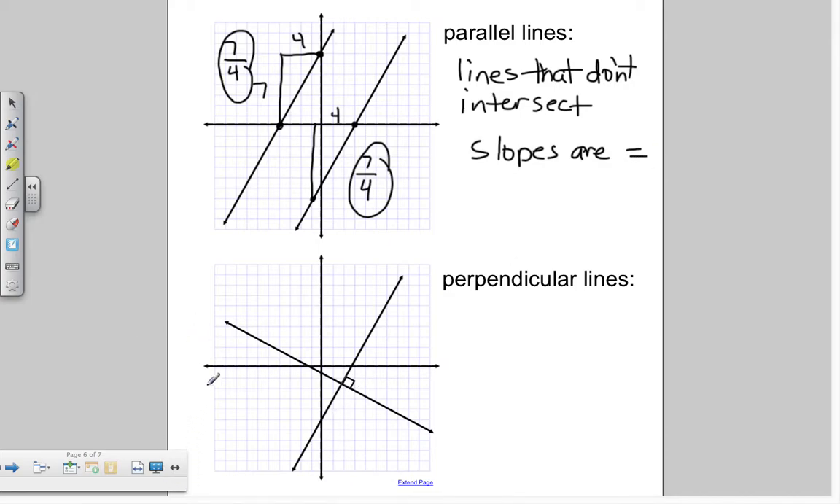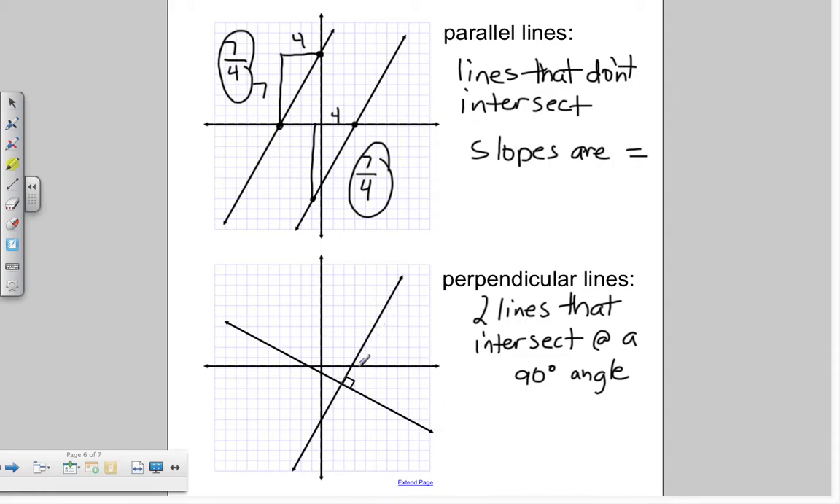Okay, and for my final one, I'm looking at 2 perpendicular lines. Do you remember what perpendicular lines are? They're 2 lines that intersect at a point and create a right angle, and that's what that box represents. 2 lines that intersect at a 90-degree or right angle. What's the deal with their slope? This one's a little bit different. Notice how this one's positive and this one's negative. So that's the first distinction.